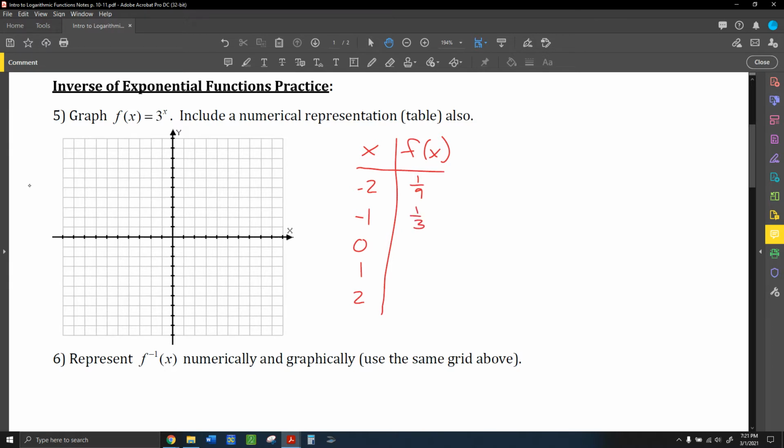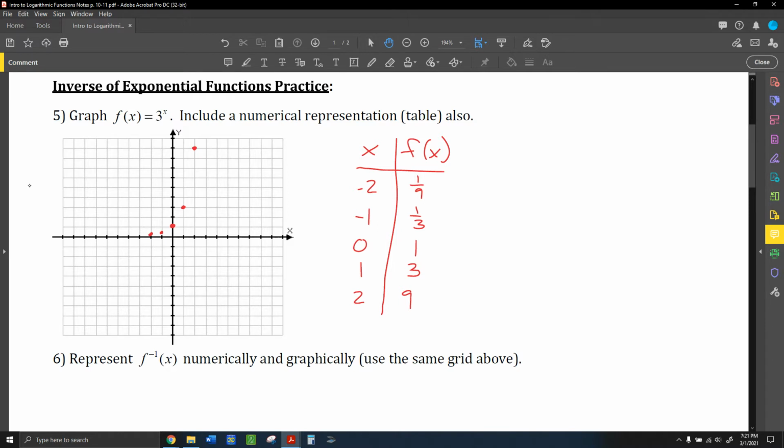3 to the 0, or anything to the 0 power, is 1. 3 to the first, or just 3 to the 1, is itself, 3. And then 3 squared is 9. Go ahead and plot these points. So we have -2 comma 1/9. You can kind of approximate. We have -1, 1/3. Again, kind of approximate there. 0 comma 1, that's our y-intercept. 1 comma 3. And 2 comma 9.